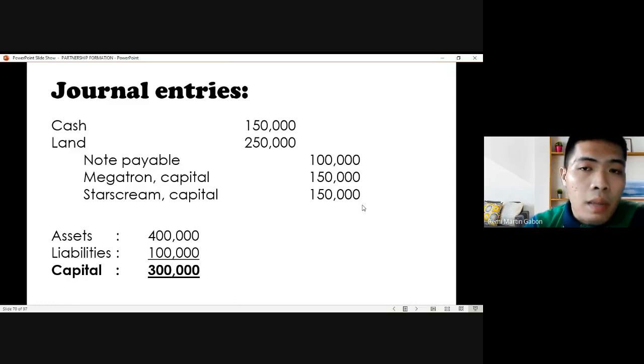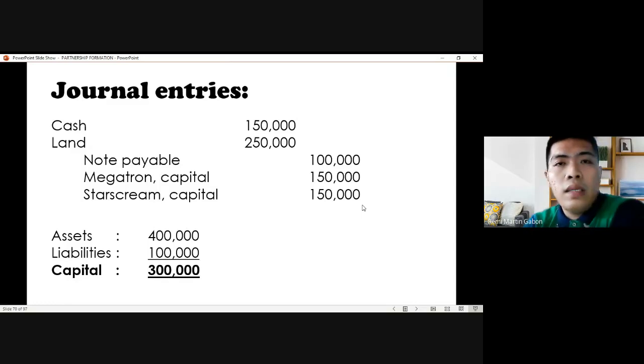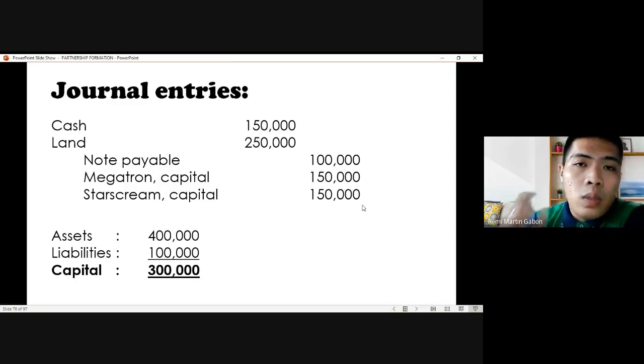Then Starscream capital. Because Starscream has a related liability at the moment of formation, what we credit to his capital is only 150,000, which is the difference of the 250,000 and the note payable of 100,000. So assets 400,000, liabilities 100,000, net capital is 300,000. Okay?